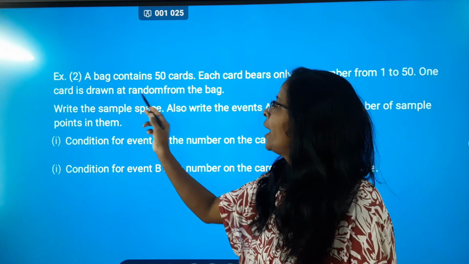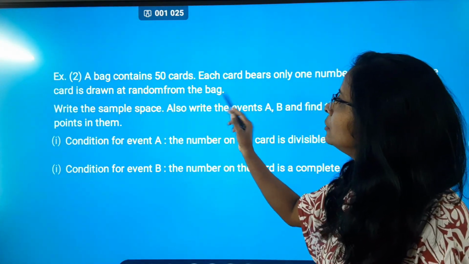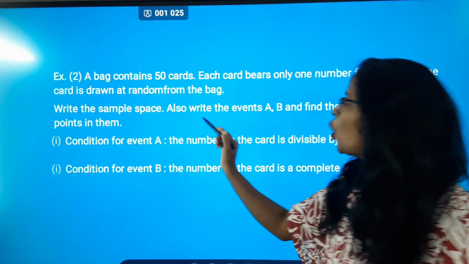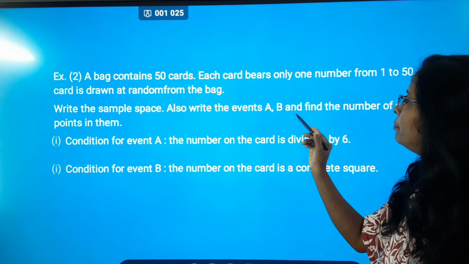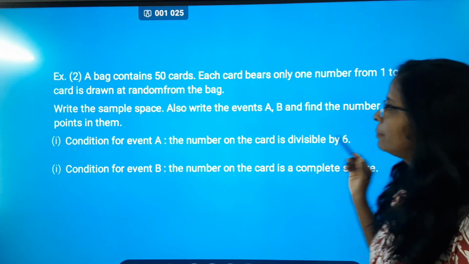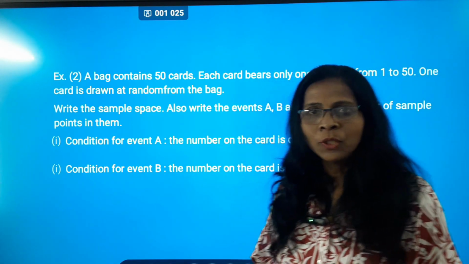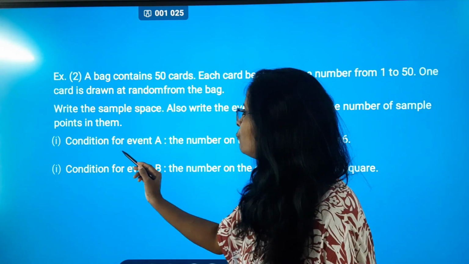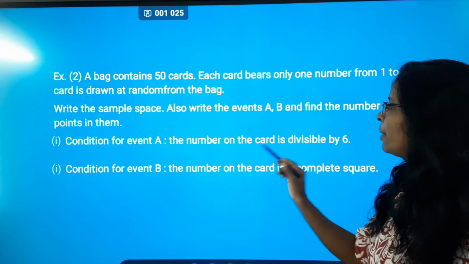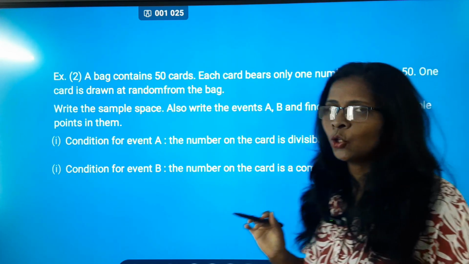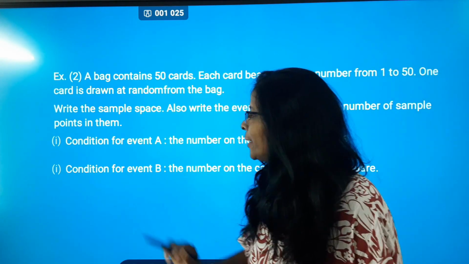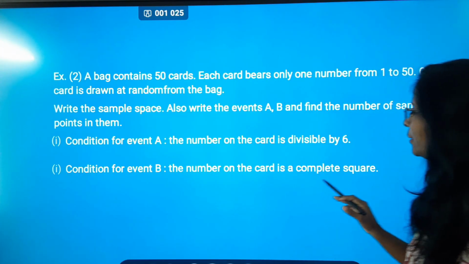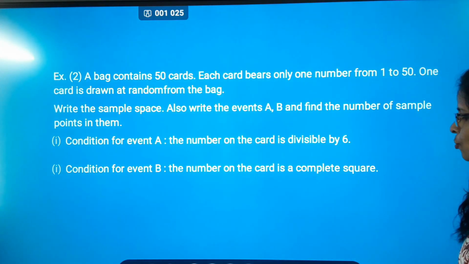One card is drawn at random from the bag. Write the sample space. Also write the events A and B and find the number of sample points in them. The condition for event A is that the number on the card is divisible by 6. The condition for event B is that the number on the card is a perfect square.